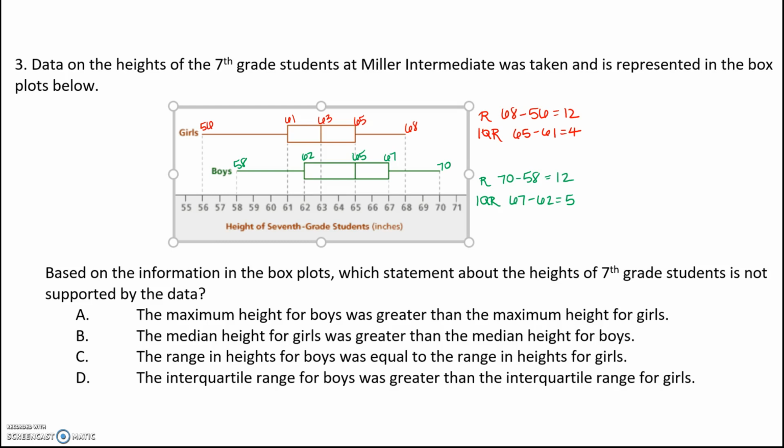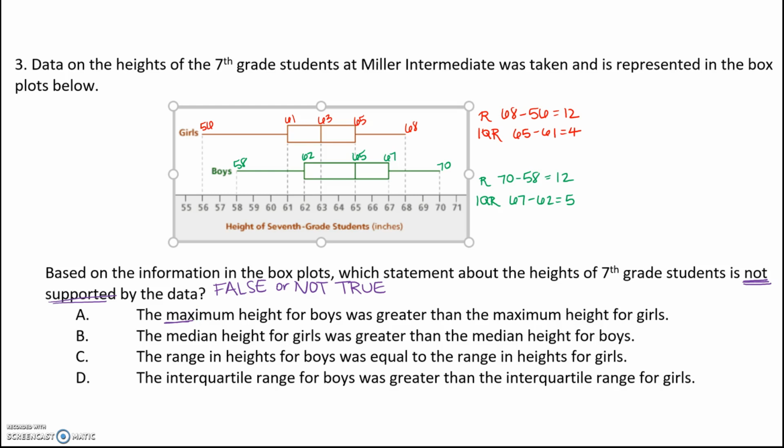Okay. So it says, based on the information in the box plots, which statement of the heights of the 7th grade students is not supported? So we are looking for a false statement or not true. Okay. So A says the maximum height for boys was greater than the maximum height for girls. So remember, maximum is going to be all the way to the right. It's our biggest number, right?